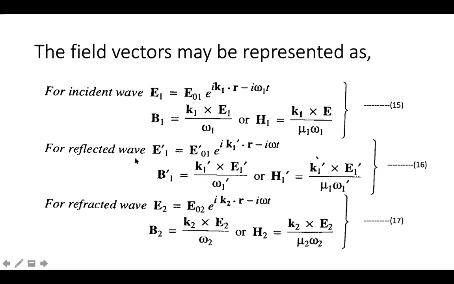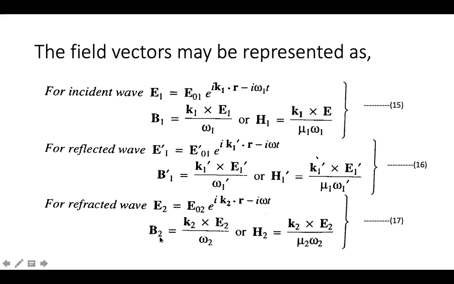And for the same reflected wave, instead of writing Er, I am writing it as E1 prime. So change everything to prime, and it becomes like this. And then for the refracted wave, because it is in the second medium, I don't put it as 1, I'm changing the number to 2. So this is E2, and E02 represents the maximum value of the electric vector E in that medium.